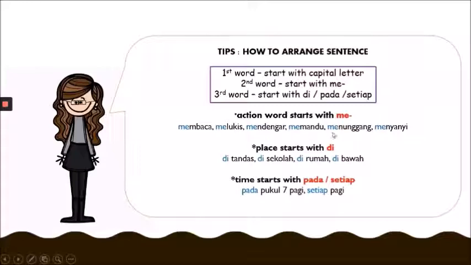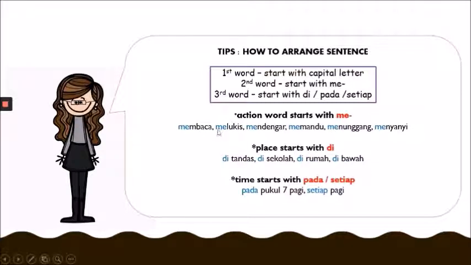Okay, next one, menunggang. Menunggang, everyone say menunggang. When you are riding a motorbike or a bicycle, we will use the word menunggang. How about this last one? Menyanyi. Menyanyi, what does menyanyi mean? Menyanyi means singing, okay? When you sing, you will use the word menyanyi.